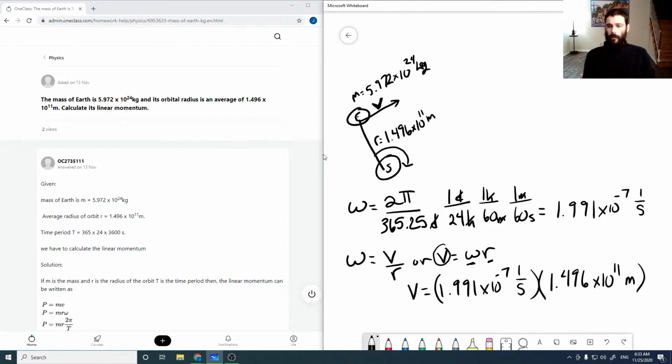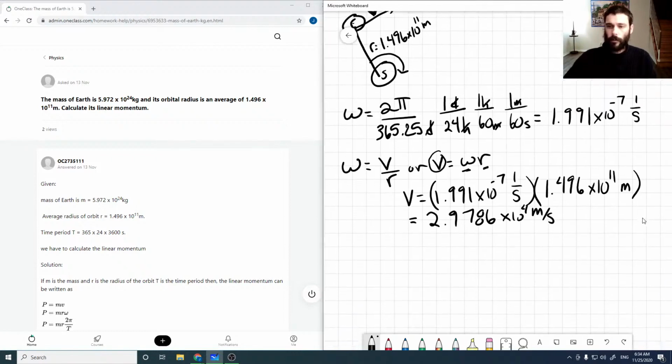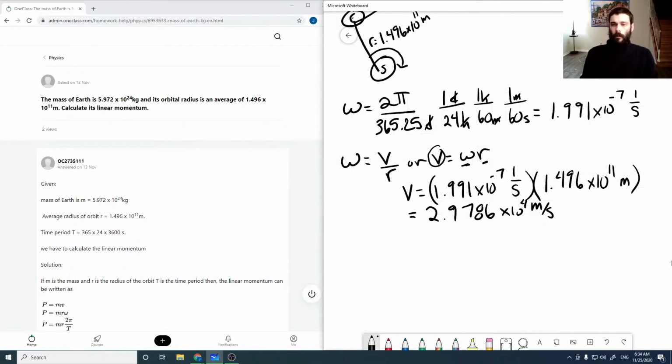And now running these through our calculator, we would get a linear velocity of 2.9786 times 10 to the 4 meters per second. And then I'm just going to move this all up. And so now we've got our velocity. And now with that in hand, we're ready to calculate our linear momentum.